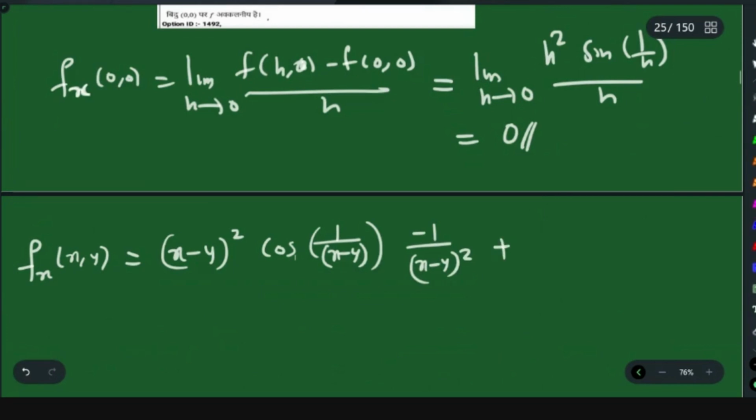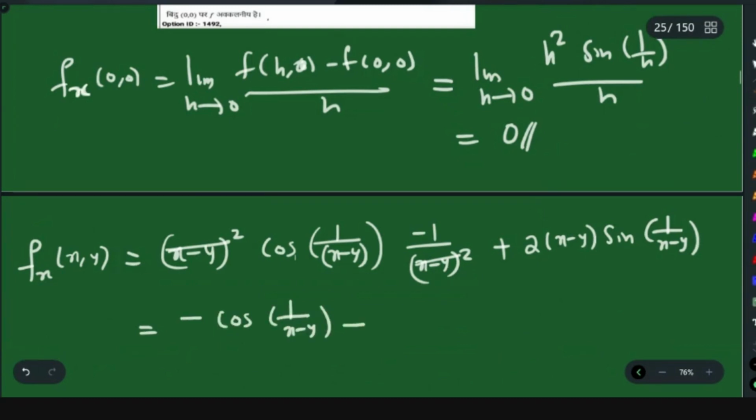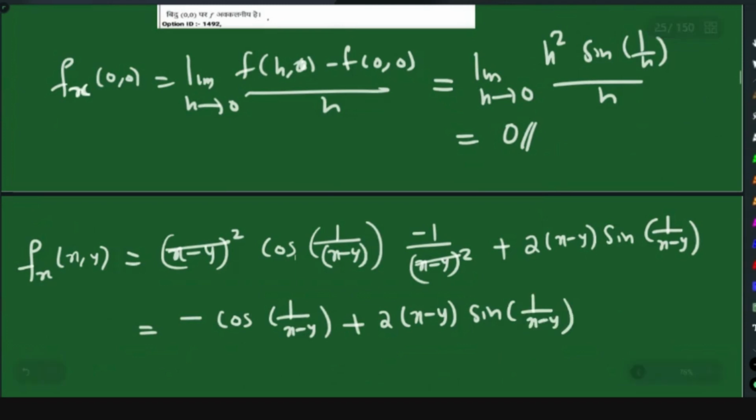Plus, so you are treating y as constant, only taking the derivative with respect to x. So you will get 2 into x minus y into sine 1 by x minus y. This is the final thing you will get. But here you have x minus y square, here also x minus y square, that will cancel. So the remaining is minus cos 1 by x minus y plus 2 into x minus y into sine 1 by x minus y.